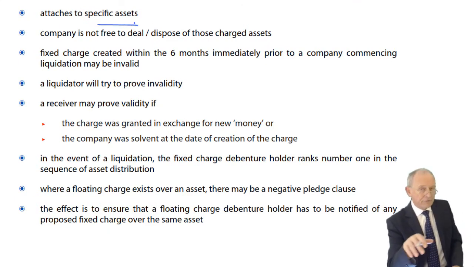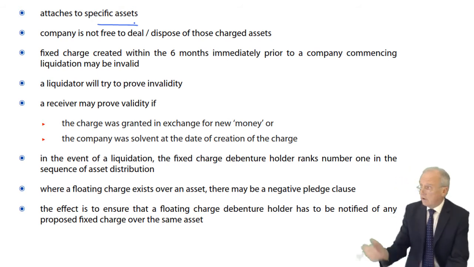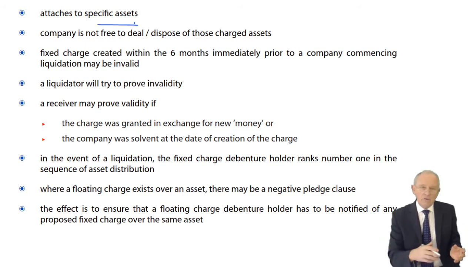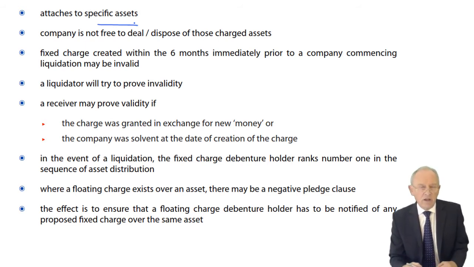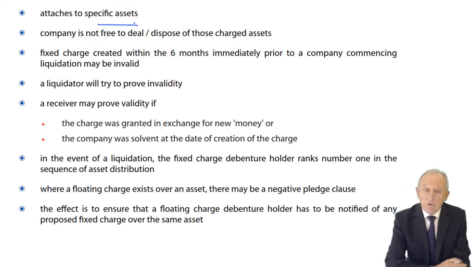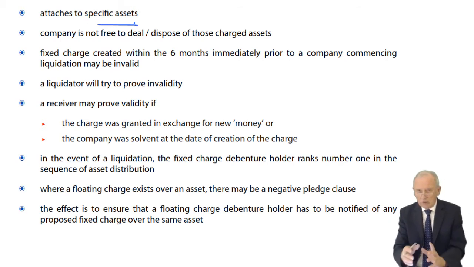The company is not free to deal with that asset, unlike inventory. Inventory, the company is buying it and selling it, buying it and selling it. And this is a current asset. This moving, changing, transient asset can be used as security, but not as a fixed charge security, not as fixed security to a debenture holder. It can be used for floater, but not for fixed. But the building, no, you can't buy and sell the building if it's the subject of fixed charge security.